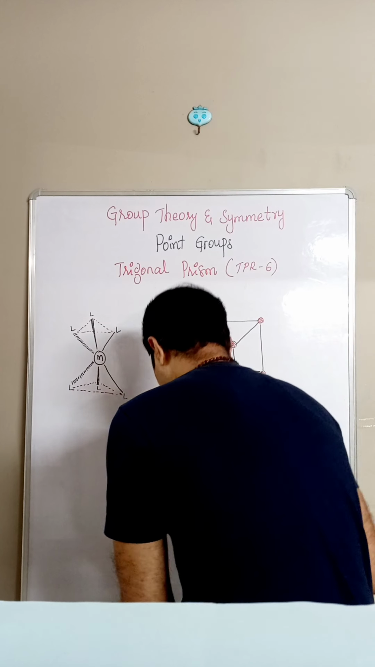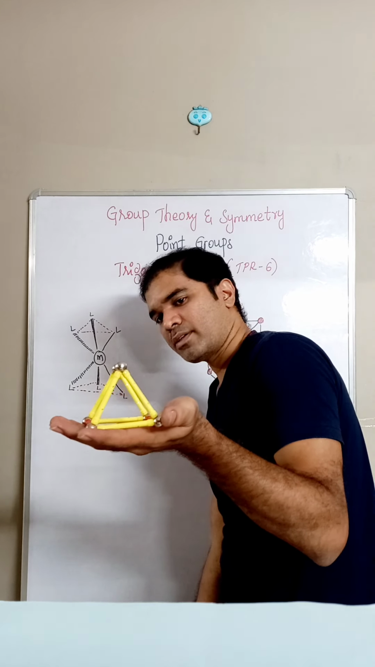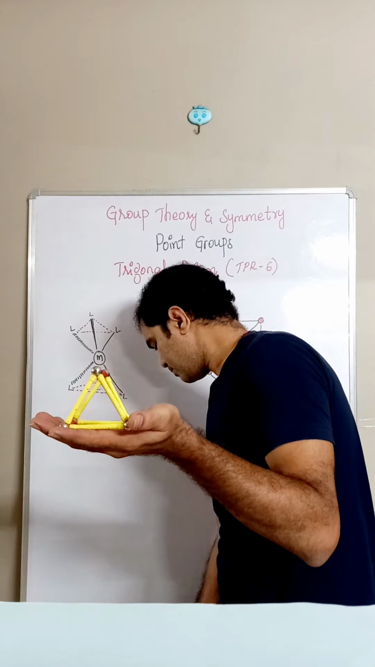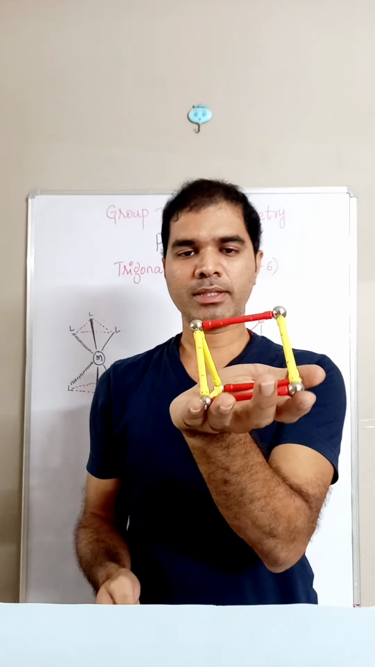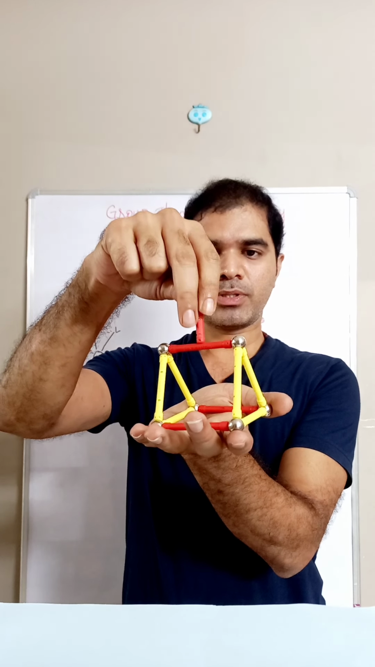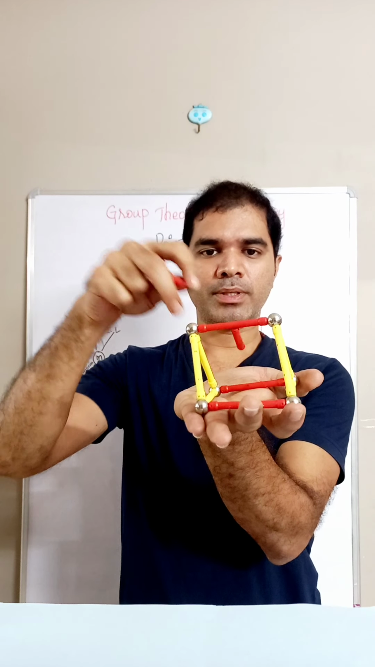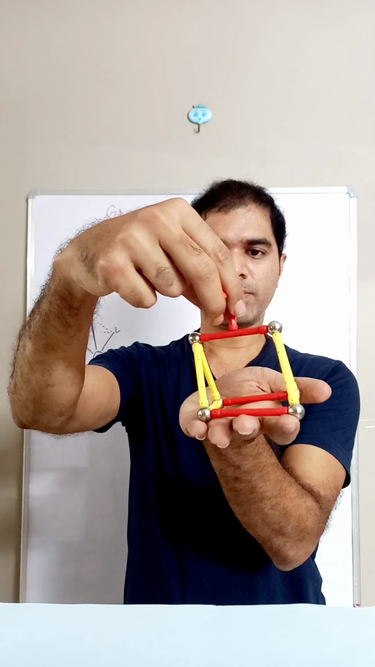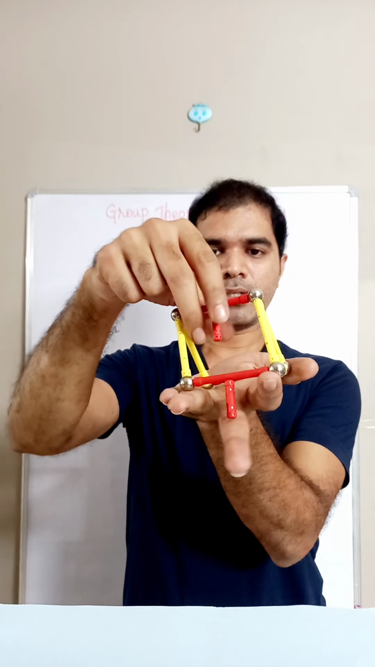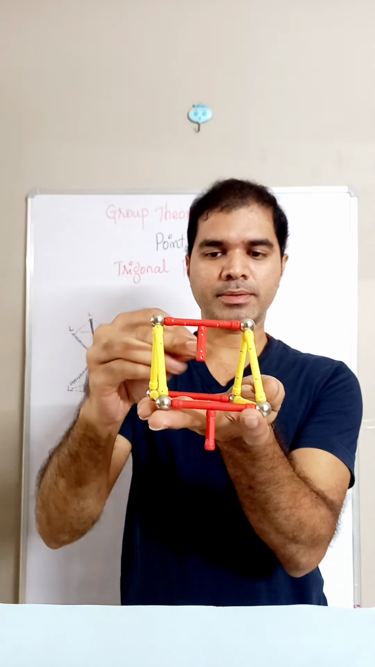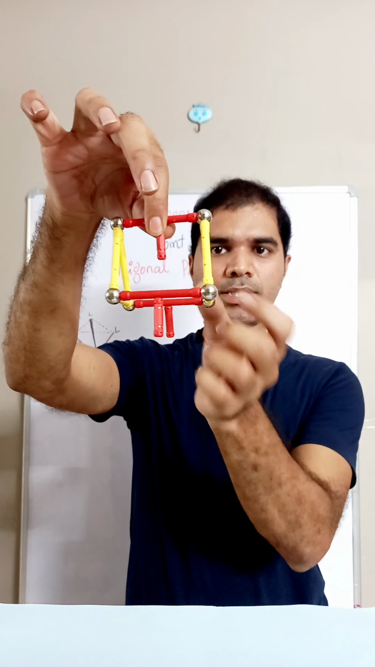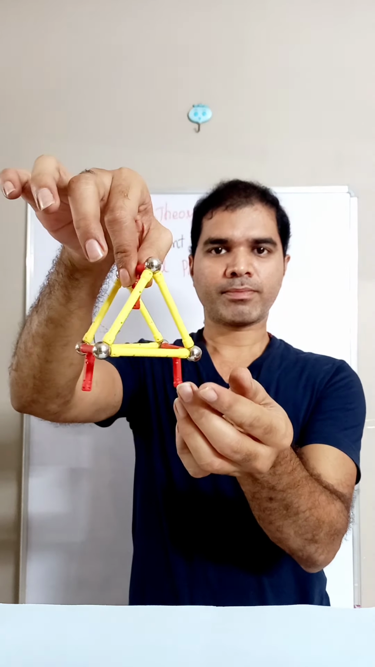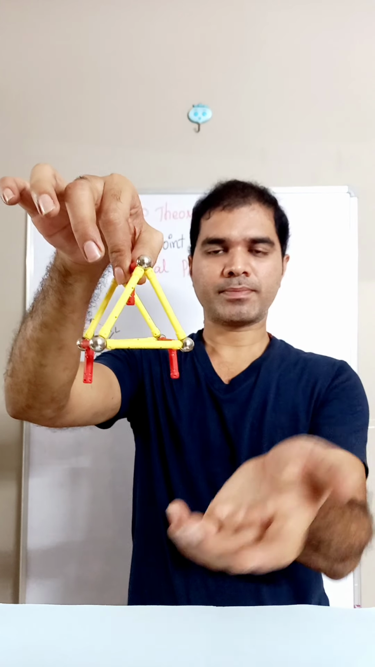I will also show it with another model. Here you can see, from here is the C3 rotational axis, and each C2, suppose if this is one C2, here is one C2, here is a second one, and here is a third one. So C2, C2 and a C2, and from here is a C3.